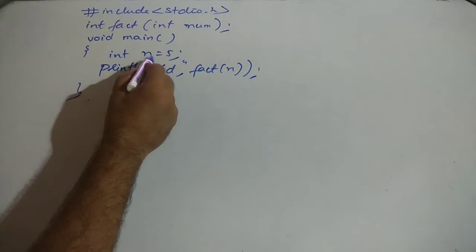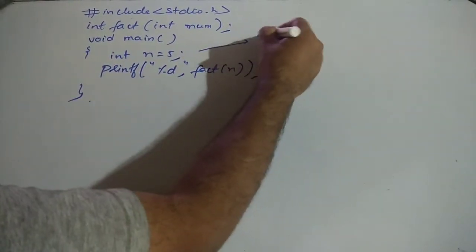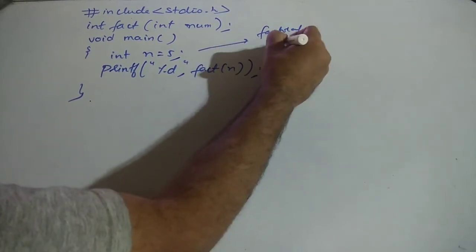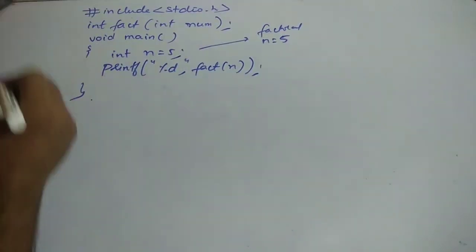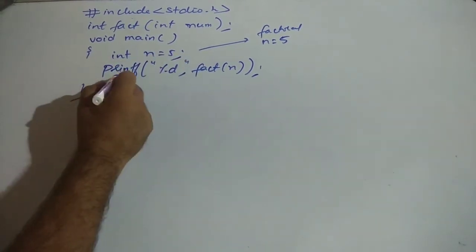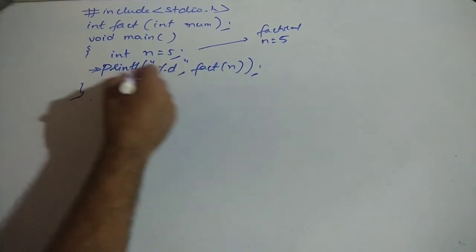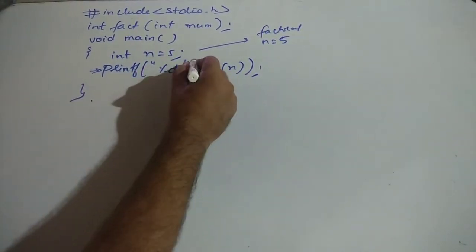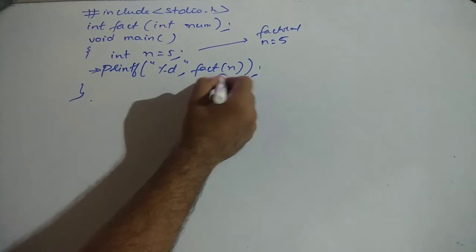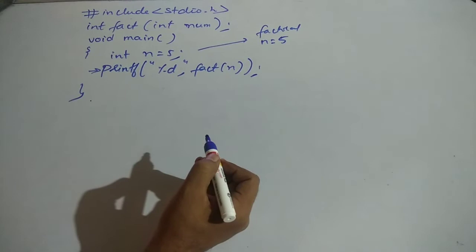So here what happens? I am taking n is equal to 5, means I need to find the factorial of the number 5. After the memory is allocated for n, I am executing this statement. The control will be transferred here and printf is executed. When the printf is executed, here you can see there is a function call. So the control will stop executing here and jumps to the function definition.